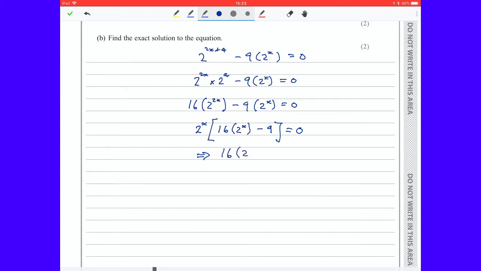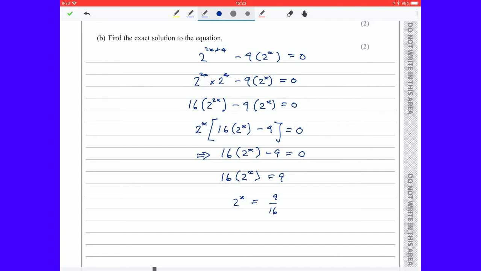So we must be looking at 16 times 2 to the x minus 9 equals 0. So 16 times 2 to the x equals 9. 2 to the x is 9 over 16.